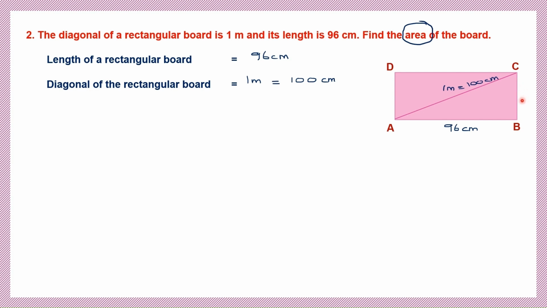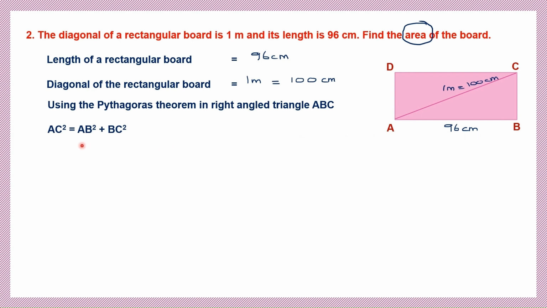So to find this, with the help of the diagonal and the length, we can use the Pythagoras theorem. I hope all of you remember the Pythagoras theorem. This is used in a right-angled triangle. So this one, ABC, is now a right-angled triangle. Only this portion is a right-angled triangle. And we can use the formula which says AC square is equal to AB square plus BC square. So this is AC square will be equal to the sum of AB square and BC square.